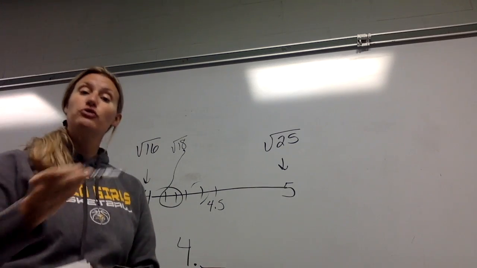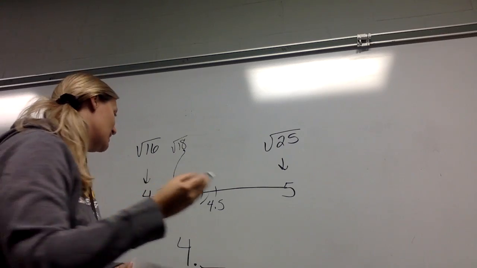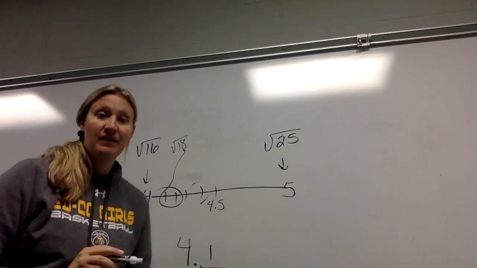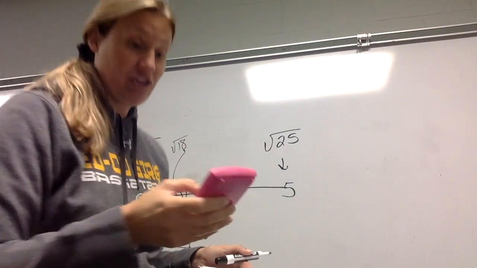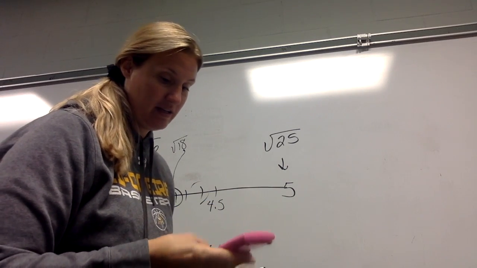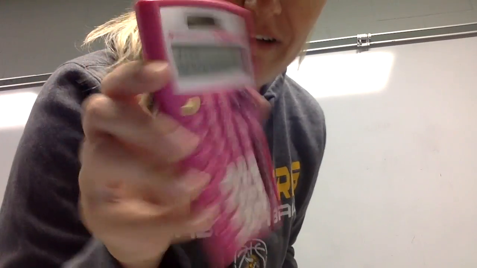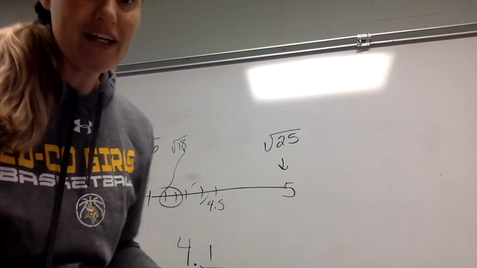Now, the good news is for you guys, I would accept either one of those answers. I really would. I'm going to say 4.1. Now, just because I'm not sure for sure, because I really don't know, I'm going to check that. The square root of 18, ooh, I was off. It's 4.24. So 4.2 would have been the better answer.